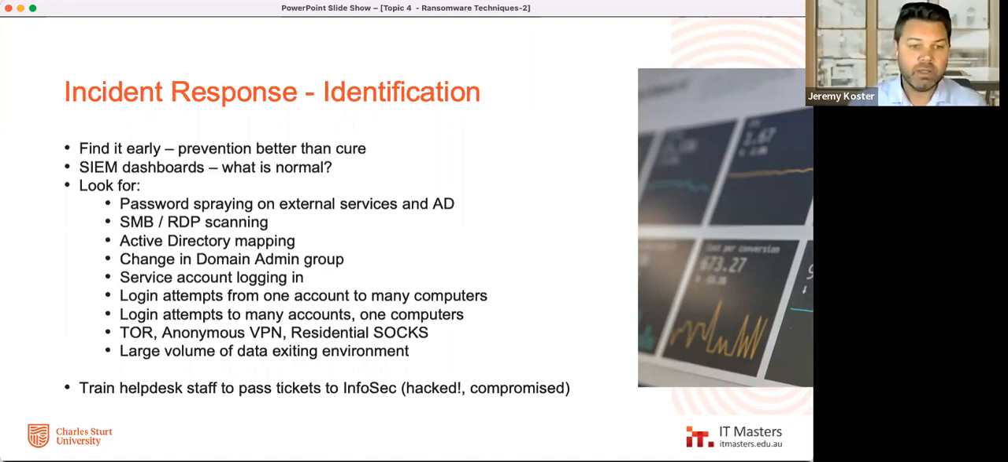So the reason why we have this is, one, to identify events as they occur, but also to investigate once they have, to make sure you've eradicated it completely and you understand the scope of the incident. What are we looking for? We're looking for password spraying on external services and AD. So Office 365 is the classic. If you look at your Office 365 logs, you will see dozens of failed authentication attempts. It's just the way it is. You want to be able to identify which one of those are a problem, if there's success after many failures, that sort of thing. SMB RDP scanning.